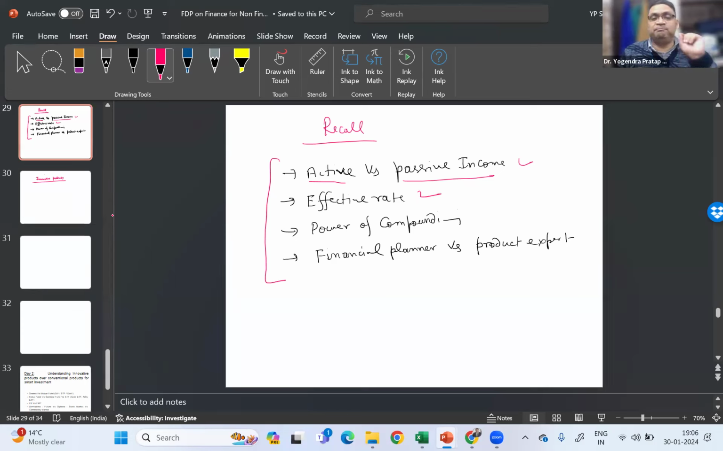Then one most important concept was how to calculate an effective rate, meaning the frequency. Frequency plays a lot of role in your effective rate. If someone is paying you interest on a monthly, quarterly, or daily basis, it is going to make a lot of changes in your corpus. Then we discussed the power of compounding.